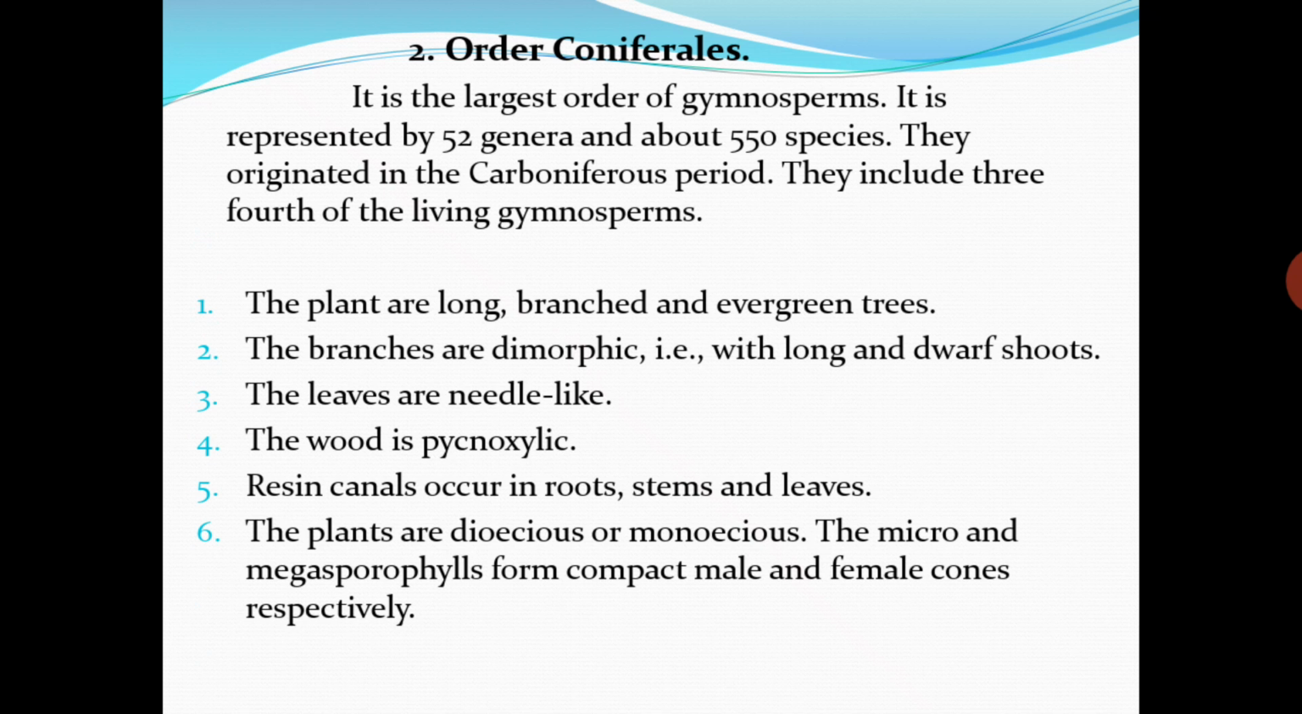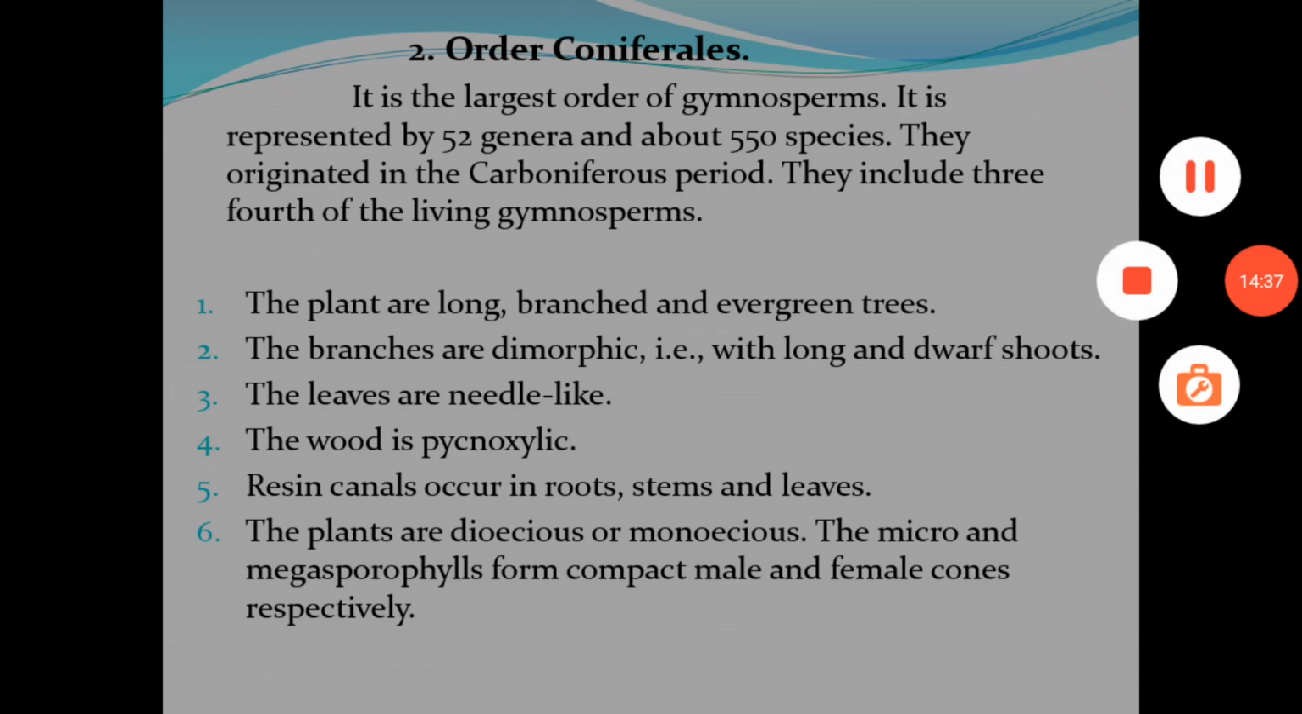The plants are large, branched, evergreen trees. The branches are dimorphic, with long and dwarf shoots, both having needle-like leaves. The wood is again pycnoxylic. Resin canals occur in root, stem and leaves.